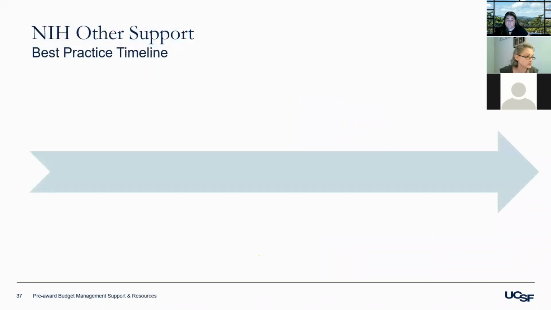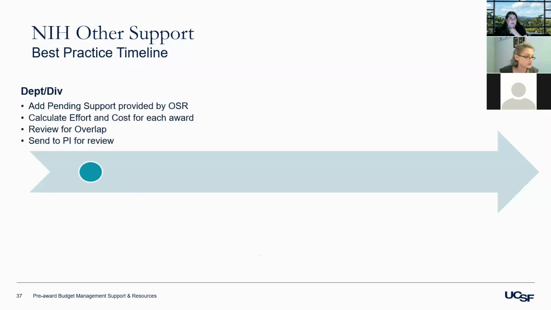So I just previewed this, but let's talk about what's the best practice timeline. Really starting with the department division, adding any pending support that's going to be provided by OSR, the Office of Sponsored Research, since we're doing the pending, we'll still be providing that pending activity. We are working on updating our email templates to match the new requirements. So stay tuned for that. It's up to the department and division how you're doing it.